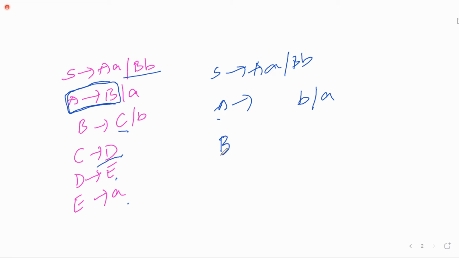Okay, next B tends to, in place of C, B to C is the unit production. So we have to remove it. C is deriving D, is deriving A, E is deriving again A or B. Am I clear with this, ma'am?